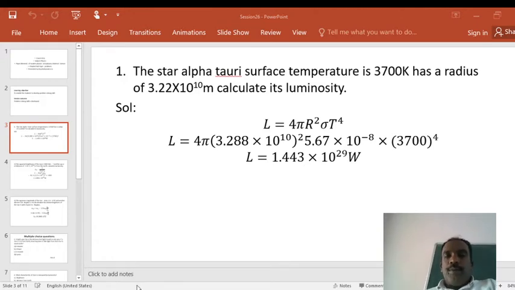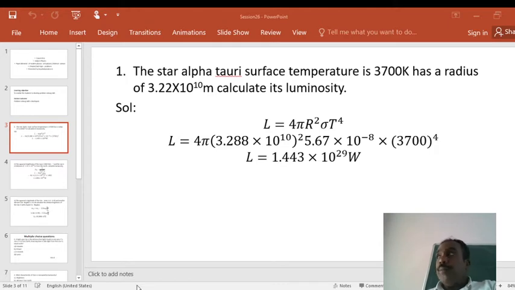Before going to solve the problems, in today's class we will solve problems on luminosity and brightness of the stars. What is luminosity? Luminosity means how much energy is radiated per unit area per unit time, L is equal to E by AT. Brightness is defined as the ratio between the luminosity of the star and the surface area of the star.